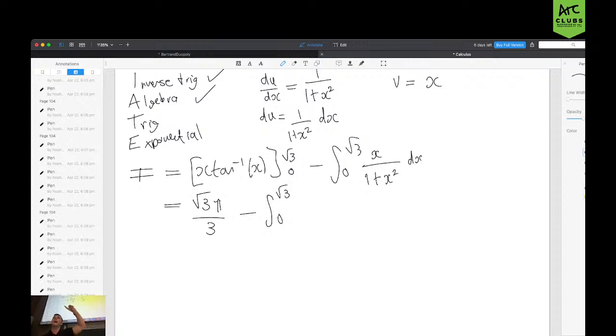What you'll see is that the power of the top is 1 lower than the power of the bottom, so you can use ln. We ideally want the derivative on the top. So what I'm going to do is manufacture the derivative to get it on the top.